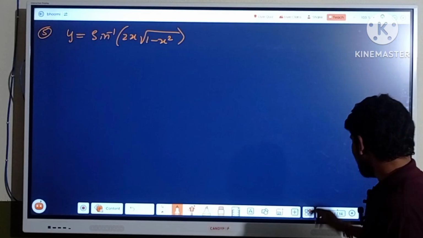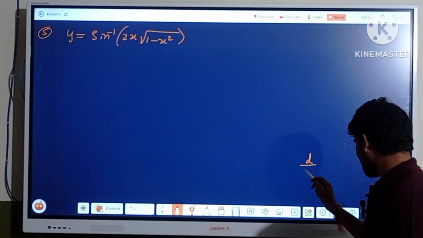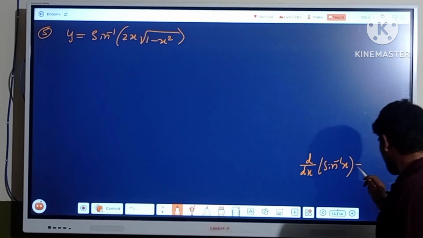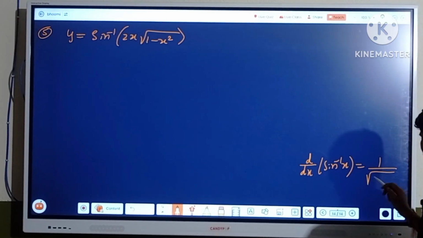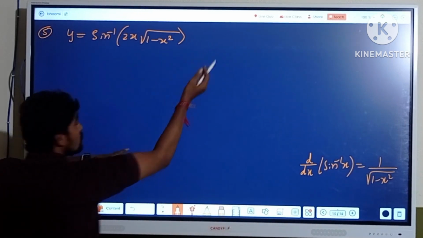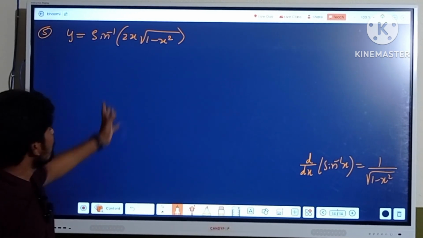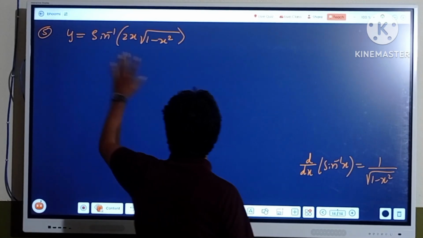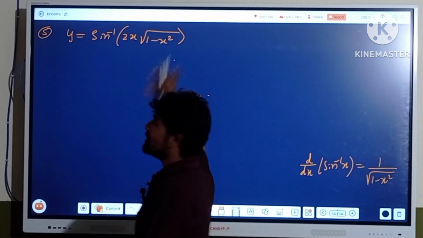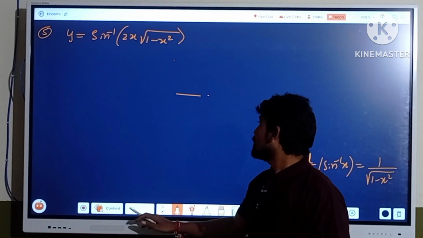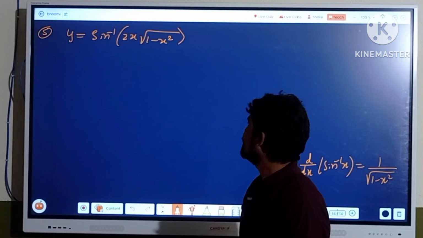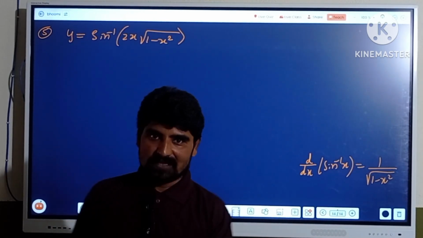So here we know the derivative of sin inverse x. What is the derivative of sin inverse x? 1 divided by square root of 1 minus x square. But here x is what? 2x into square root of 1 minus x square. So it is complicated to find its derivative. So for that, first we need to write this given inverse trigonometric function in simplest form. To write the simplest form of this, we use some identities.